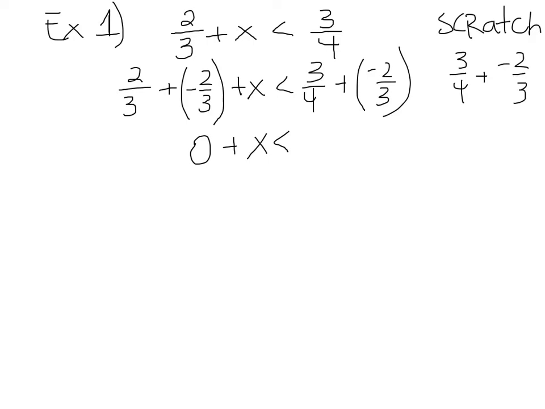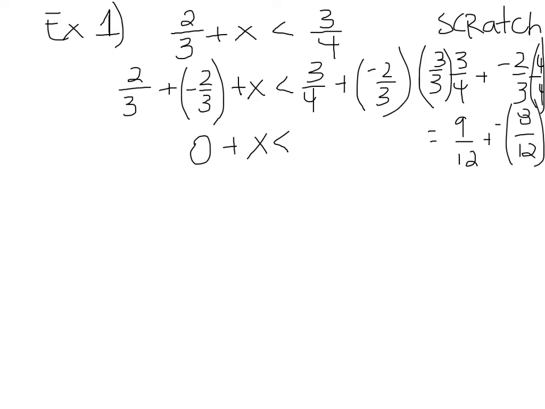I know the least common denominator that both the 4 and the 3 will go into is 12. So I'm going to multiply my 3/4 by 3 over 3, my 2/3 by 4 over 4, and that becomes 9/12 plus negative 8/12, or 9/12 minus 8/12, and I get 1/12. I can drop that 0, it's not doing anything anymore. x is less than 1/12.